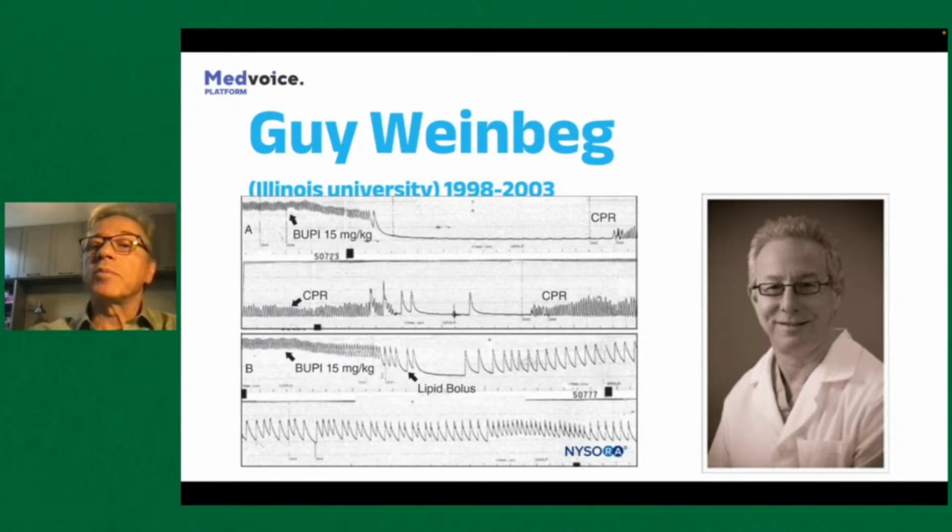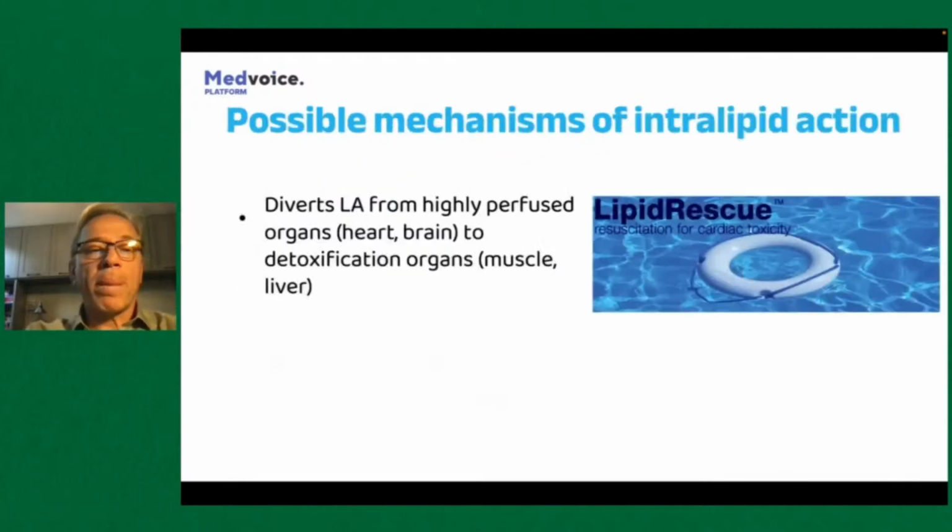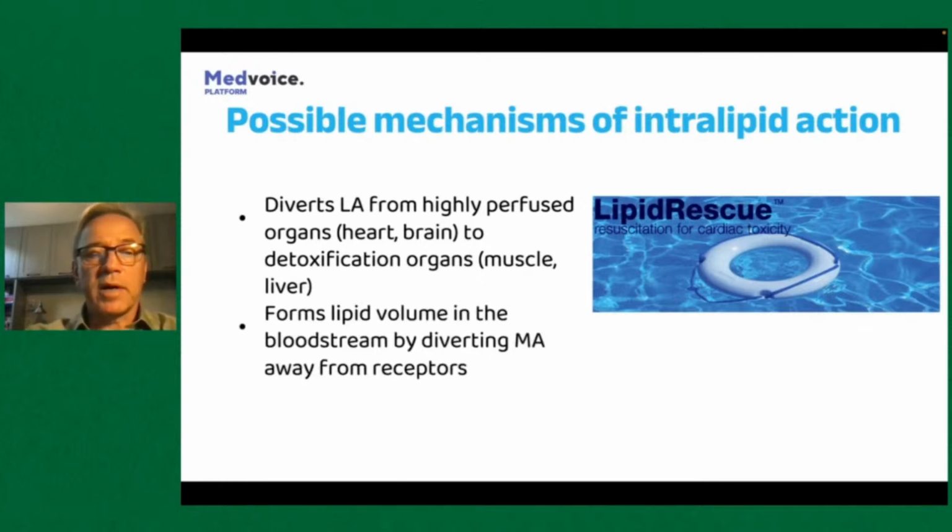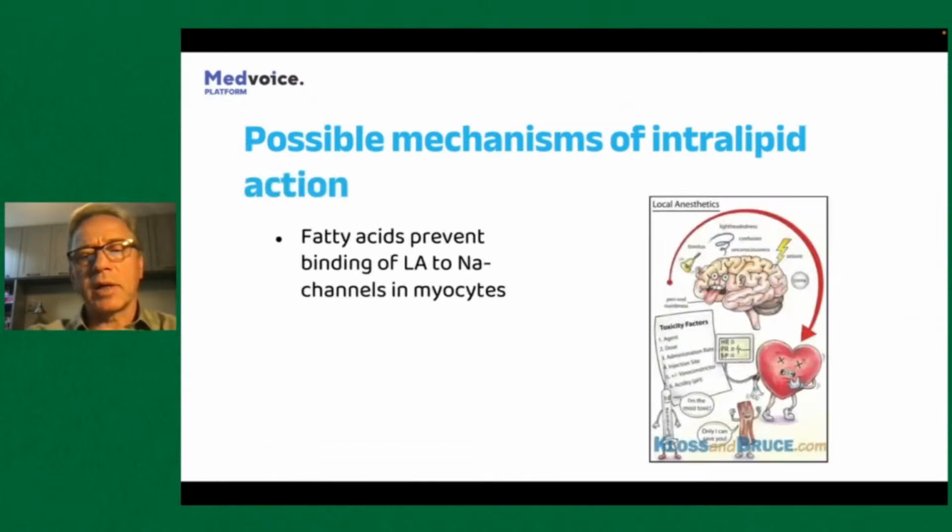What are the proposed mechanisms of intralipid action? It is understood that it diverts local anesthetic from highly perfused organs like the heart and brain to detoxification organs like muscles and liver. It forms a lipid sink in the bloodstream by diverting local anesthetic away from receptors. It increases intracellular calcium.